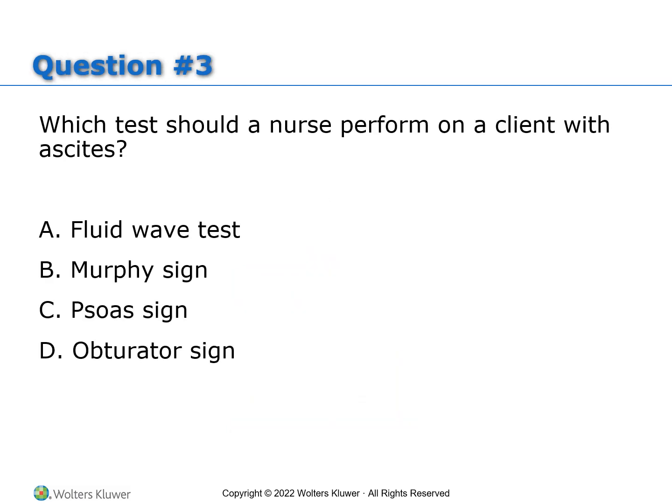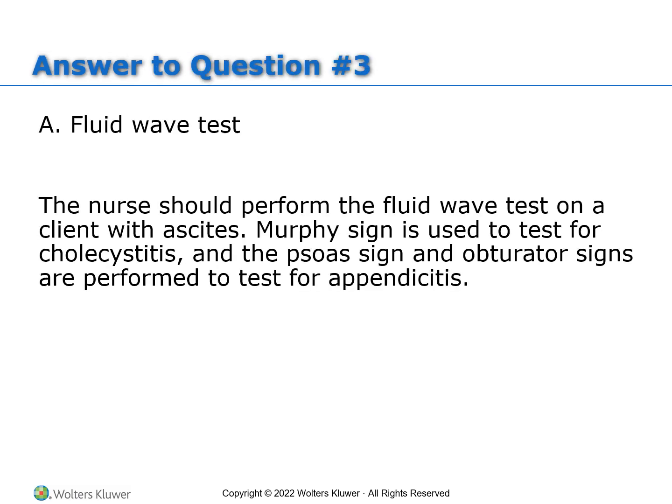Which test should the nurse perform on the client with ascites? So remember what each of your different tests are for. All these really are for appendicitis, right? A couple of them are for the muscles, the pain that's felt. The fluid wave test is the only one really that will tell us about the ascites. And the Murphy's is for the cholecystitis.